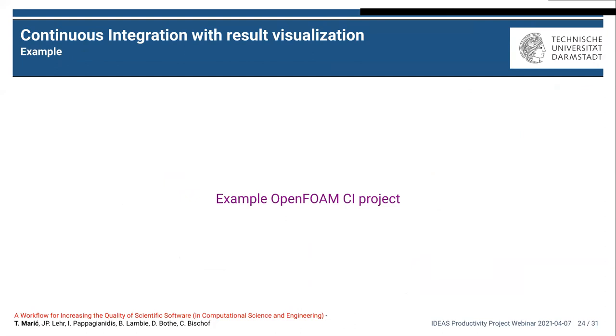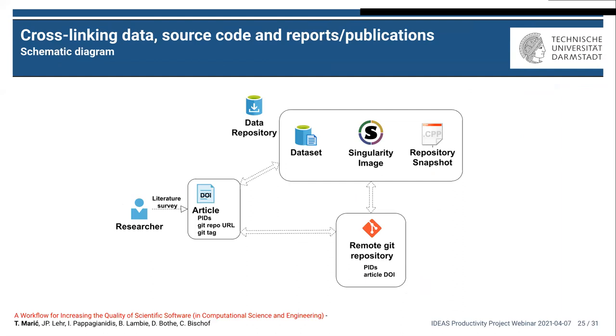Okay. So this addresses the software quality from the scientific perspective. What do we want to have in the end? If a researcher does a literature survey, we want to be able to, from a scientific publication or article, quickly find the data sets, the image of the software with its environment, and a repository snapshot, as well as the actively maintained Git repository with the respective Git tag that makes sure that we can access the actual source code that's live on the repository that was used to generate data in the article.